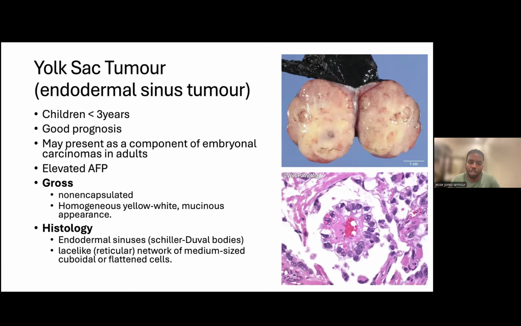Grossly, it's non-encapsulated. It is also homogeneous and white, just like the seminomas. However, it's more of a mucinous appearance and not as well demarcated. On histology, you have these endodermal sinuses or the Schiller-Duval bodies, where you see in the lower image essentially a body with your mitotic cells around it, surrounding a vascular area, right? So you have a lace-like reticular network of medium-sized cuboidal or flattened cells in these patients.